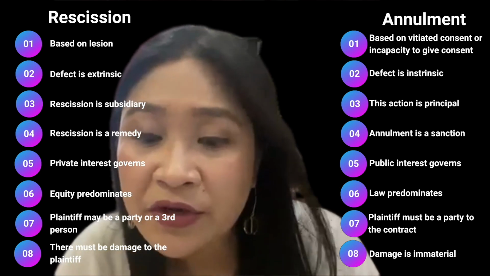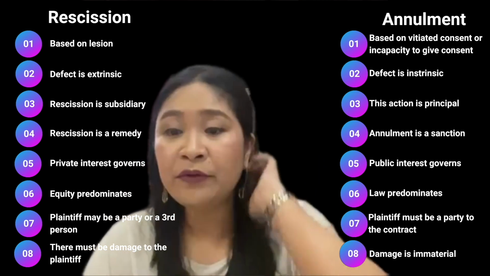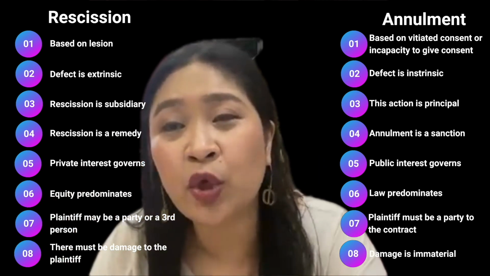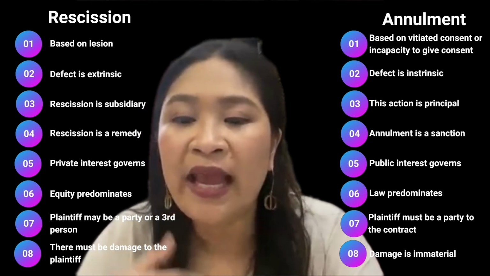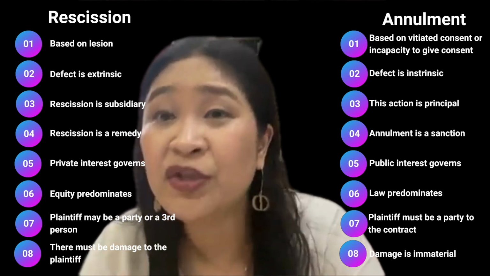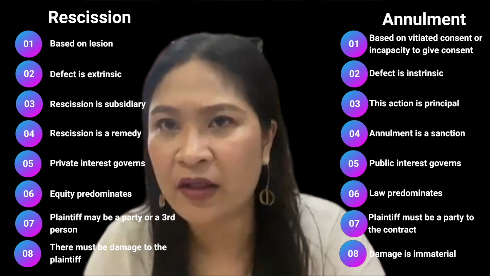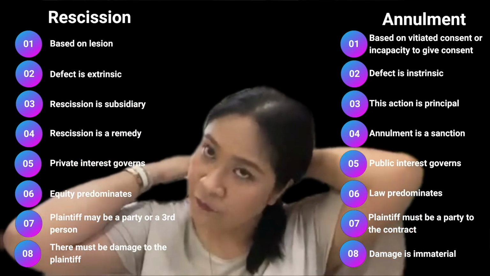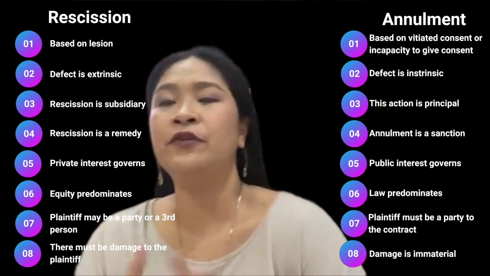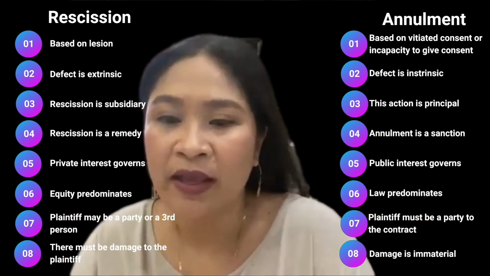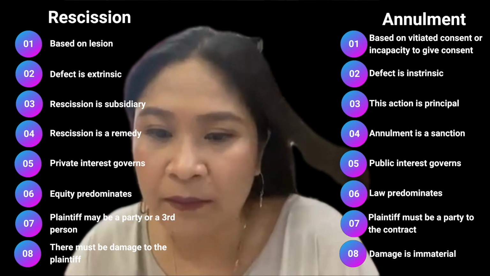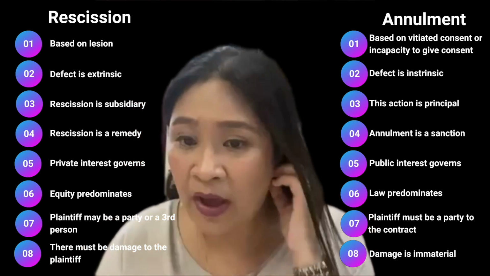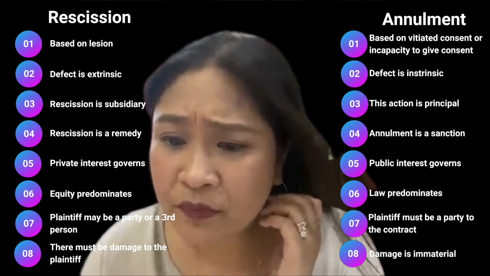Another difference is that in rescission, there must be damage to the plaintiff because, again, we are talking about economic prejudice. And in annulment, the damage to the plaintiff is immaterial. You may or may not prove damage in asking for rescission, but that is immaterial in the action to ask for annulment. But if you're asking for damages, then of course you must prove that you have suffered damage.